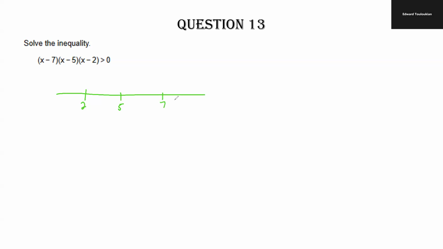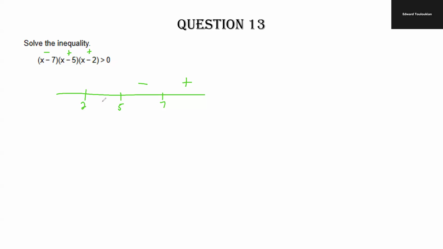So let's see what happens if I plug in something bigger than 7, something in this region here. Now I did like 8, for example. 8 minus 7 is a positive 1. 8 minus 5 is 3. These are all positive, so this answer is going to be positive. If I plug in something here like 6, this is a negative because 6 minus 7 is negative 1. 6 minus 5 is a positive, and 6 minus 2 is a positive. A negative times a positive is going to be a negative, so you're going to be less than 0 here.